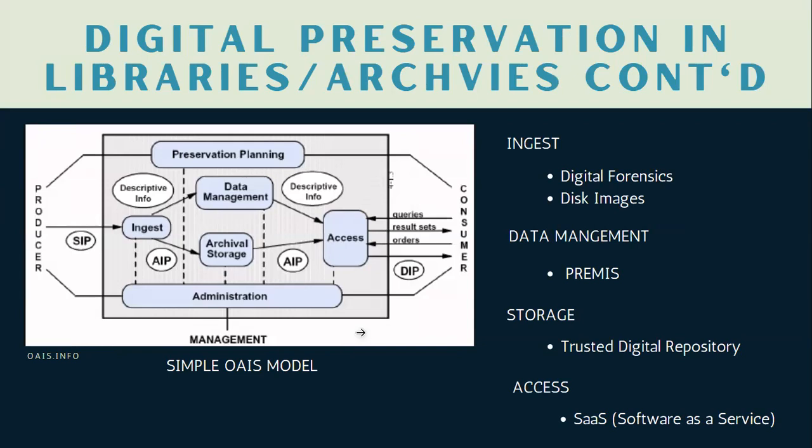This is the simplified OAIS model. So OAIS is the Open Archival Information System, and it is now an ISO standard. So it's now ISO standard 14721, which is an internationally recognized standard. So this is it, folks.